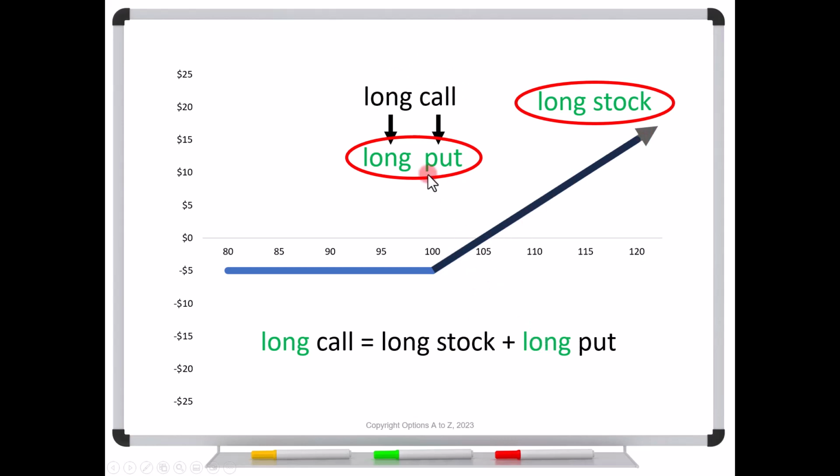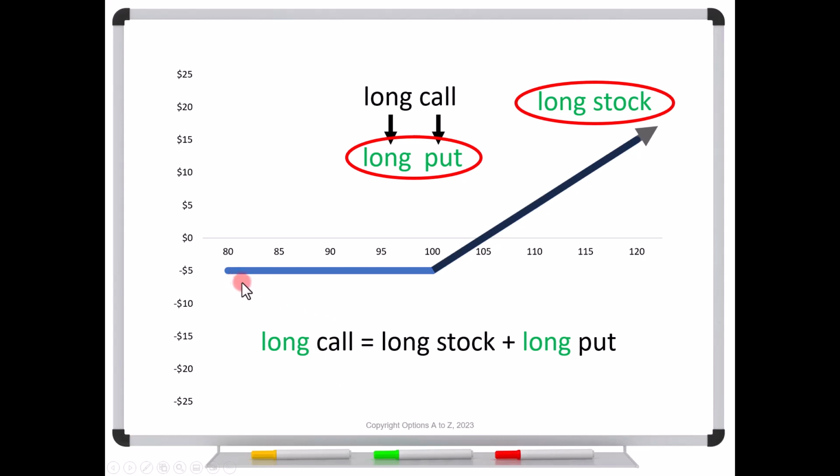a long put. Again, notice the connection that the sign of the thing that we're trying to figure out is positive or a long position, and therefore part of the synthetic is also going to be positive. So we would say that the combination of long stock plus a long put is synthetically the same thing as a long call. Or just saying long stock plus long put is a synthetic long call.